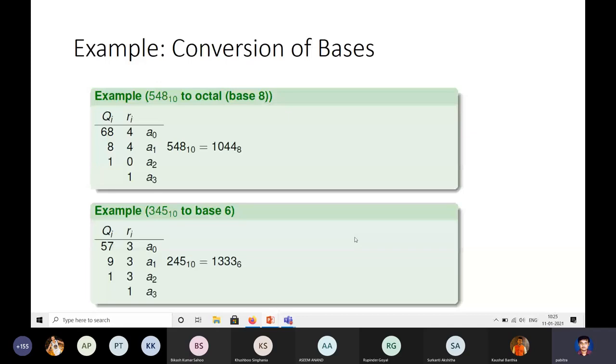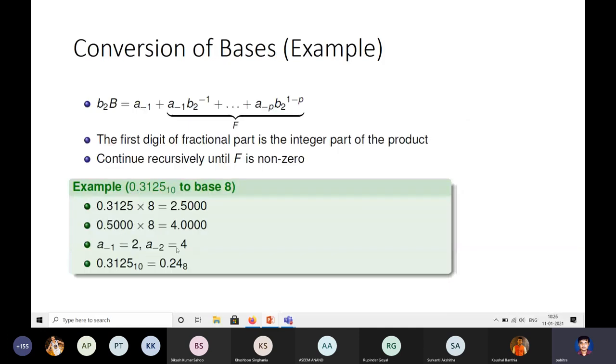So for example, if I convert 0.3125 base 10 to base 8, I would multiply 0.3125 by 8. I'll get 2.500, and I keep only the integer part. Similarly, the fractional part, again I multiply by 8, I get 4, I keep the integer part. I go on doing this till the fractional part is 0. So A minus 1 is 2, A minus 2 is 4. Now I write it in the same order, because for the fractional part, the most significant digit is recovered first and then the second most significant digit. So 0.3125 base 10 is 0.24 base 8.